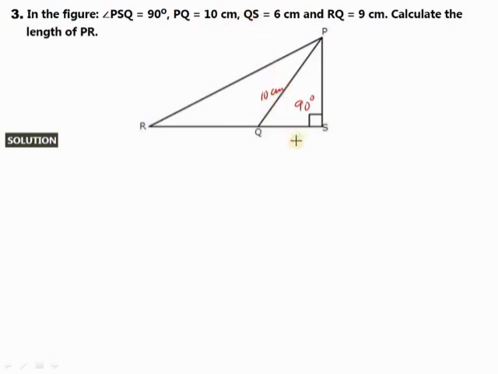QS is given to be 6 centimeter, and RQ, that is RQ means this much, is given to be 9 centimeter. You need to find what is the length of PR. Basically, if you observe this diagram, there are two right angled triangles, a smaller one and a bigger one. Let's see what you need to do here.